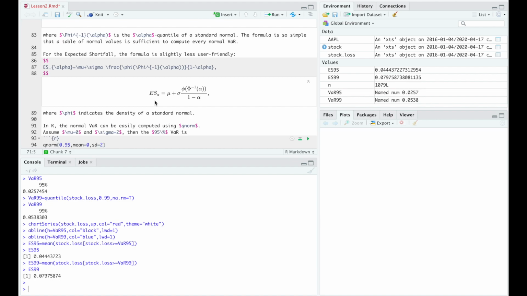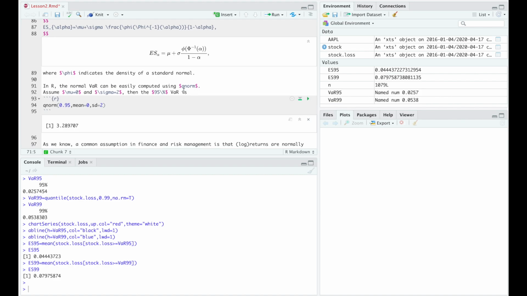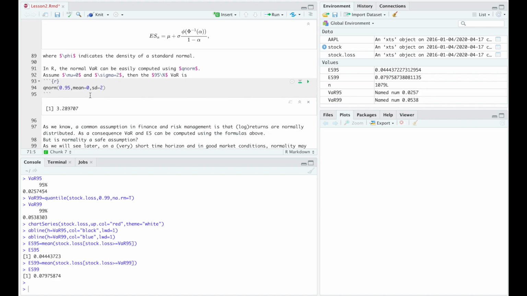For what concerns the expected shortfall, this is the functional form, so this is our formula. You already know all the quantities apart from this phi here that represents the density of our normal. Now, if I want to compute, for example, the 95% value at risk of a normally distributed random variable with mean 0 and standard deviation 2, I can use the qnorm function, so the quantile function of a standard normal, in which I then also give information about the mean and the standard deviation.